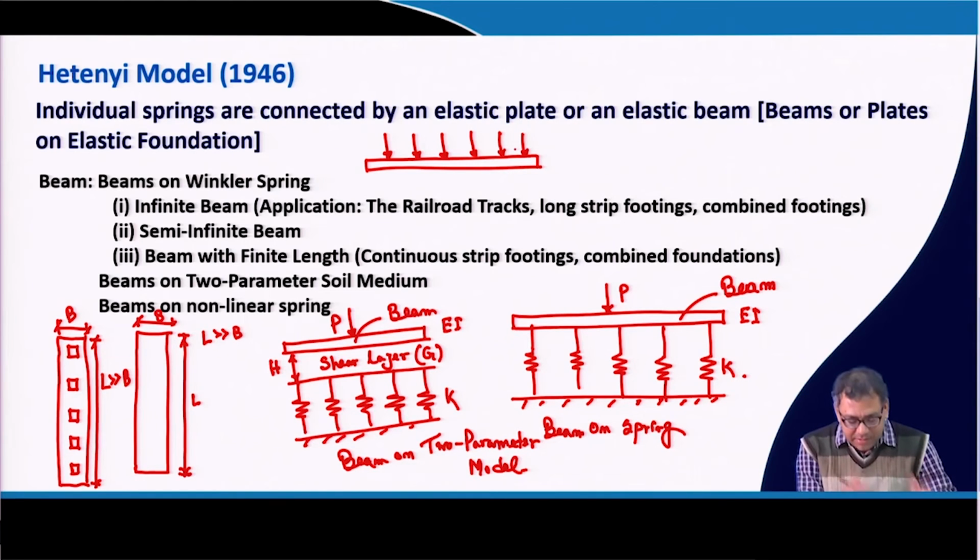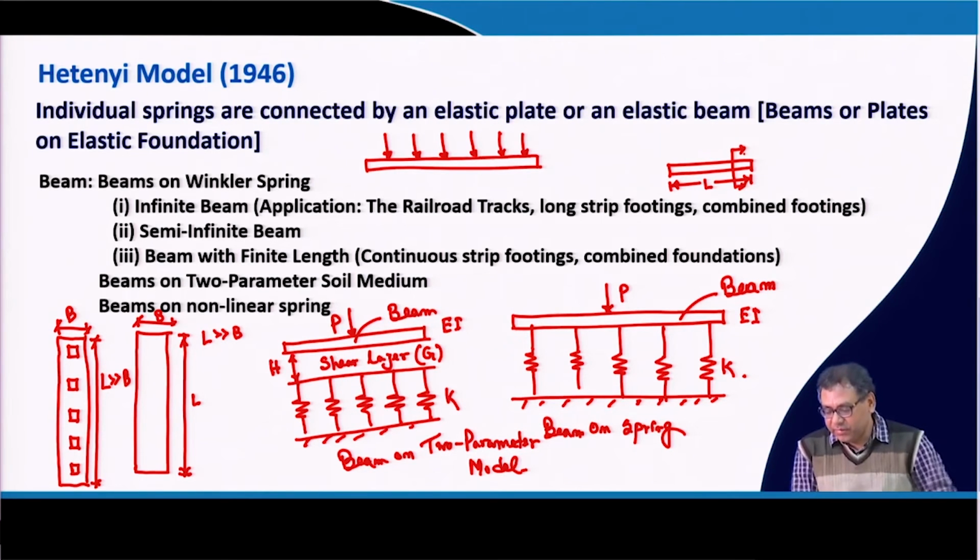Okay, then there will be a semi-infinite beam where one side is fixed or hinged or free, and the other side is infinite. And then there is a finite length beam also, that is for your strip footing, your combined footing. So, where it is a finite length, that means any foundation whose length is finite. Okay, so this is the length of the beam which is finite. And if I draw, say, the cross section of this beam, so I will get this type of cross section.